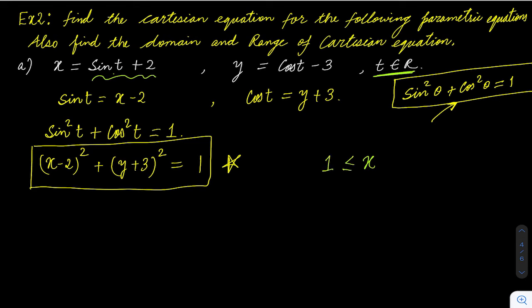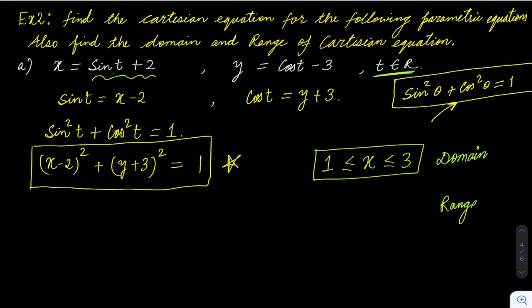Now how do I get this 1? 2 minus 1, or you can say minus 1 plus 2 is 1. And x is less than or equal to, what's the maximum value of x possible when sine t is 1? That is 3. So this is my domain. Domain is the range of values of x. Now let's find the range.